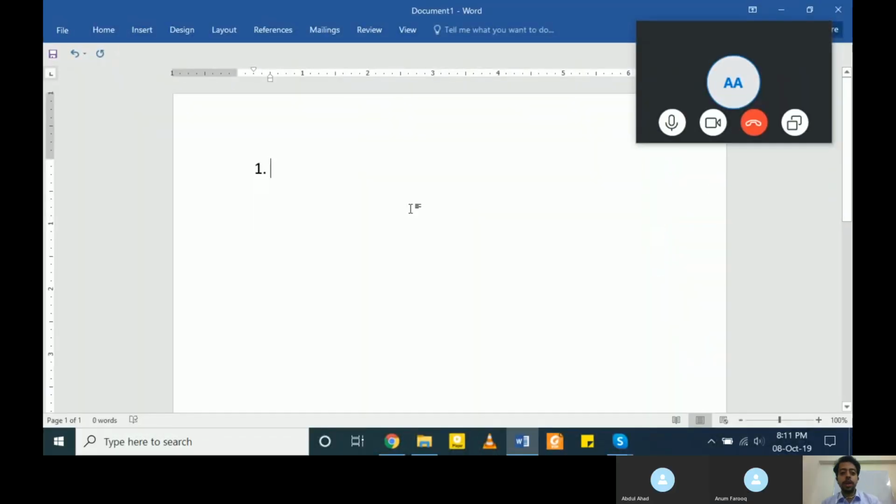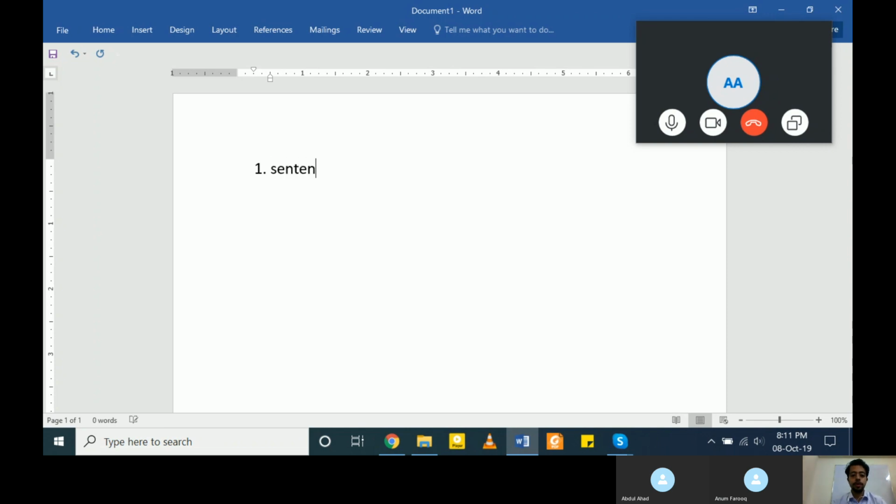Alright students, now open your notebooks. We're going to talk about the sentence structures today. Now starting from, first of all, very basic, what is a sentence?